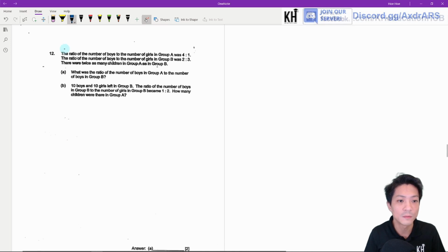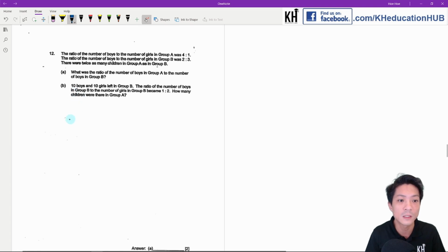Question 12. The ratio of the number of boys to the number of girls in group A was 4:1. The ratio of the number of boys to the number of girls in group B was 2:3. There were twice as many children in group A as group B. What was the ratio of the number of boys in group A to the number of boys in group B?